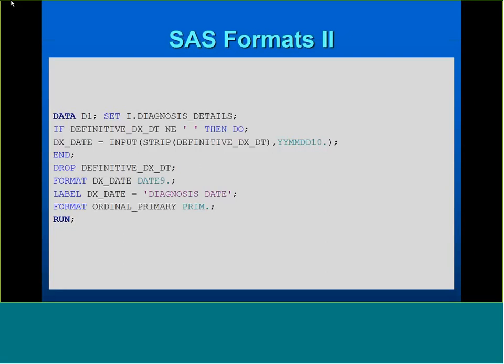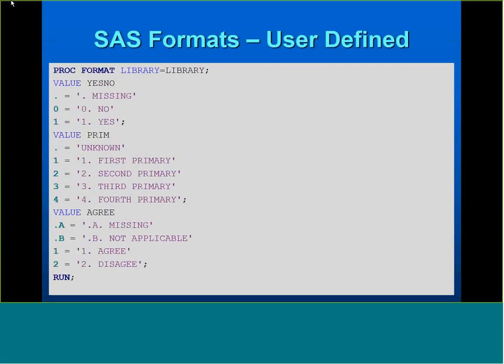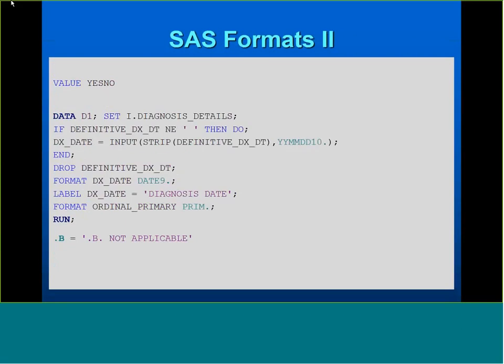The next format statement says format the variable ordinal primary with the format named prim dot. And we defined prim dot previously here in that proc format statement. So it actually applies that format to that variable. You can apply whatever formats you want to whatever variables, but you can only apply a single format to any one variable at one time.